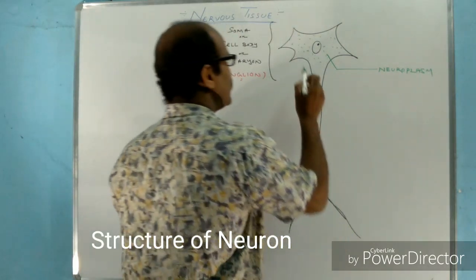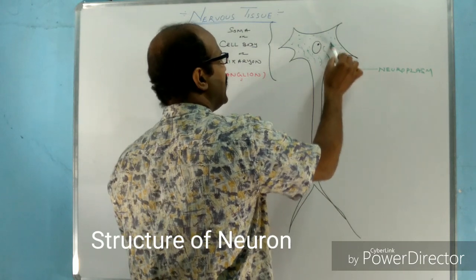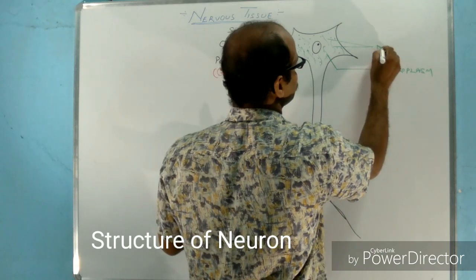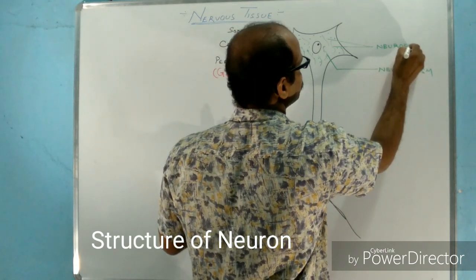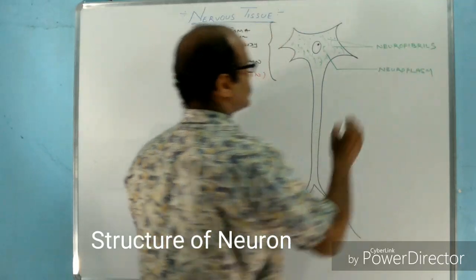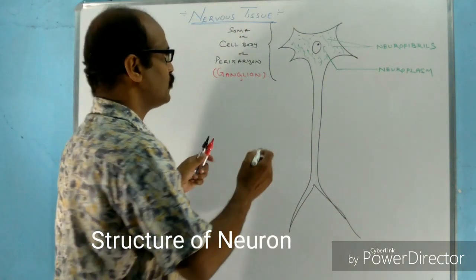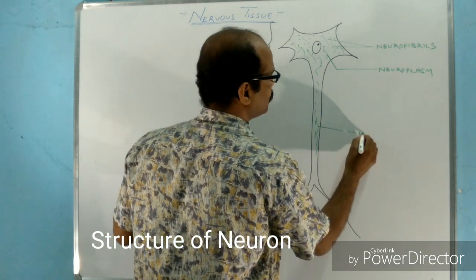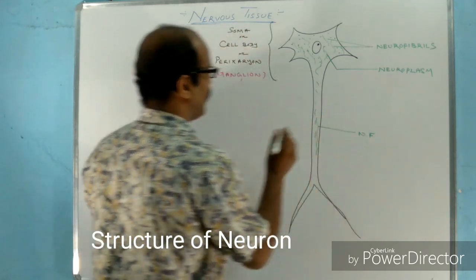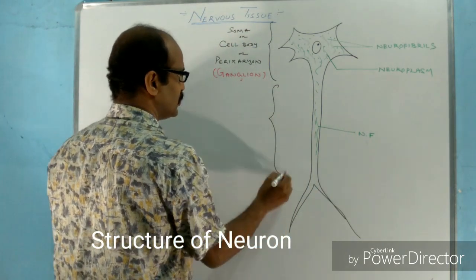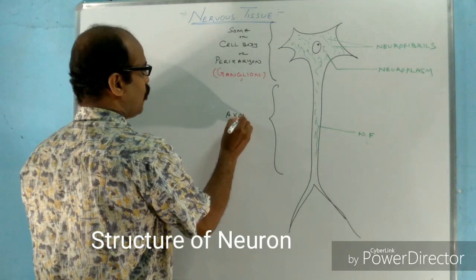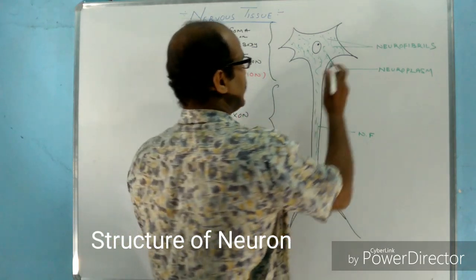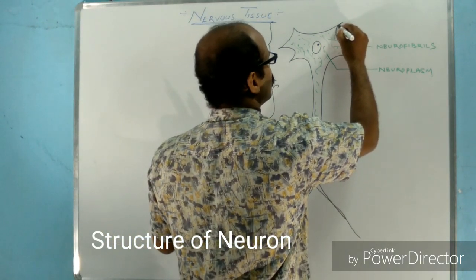Such neuroplasm contains some fibrillar structures. These are known as neurofibrils. Neurofibrils. Such neurofibrils are also present in the axon. These are the neurofibrils, and this slender portion is known as the axon. Such neurofibrils are also present in the dendron.